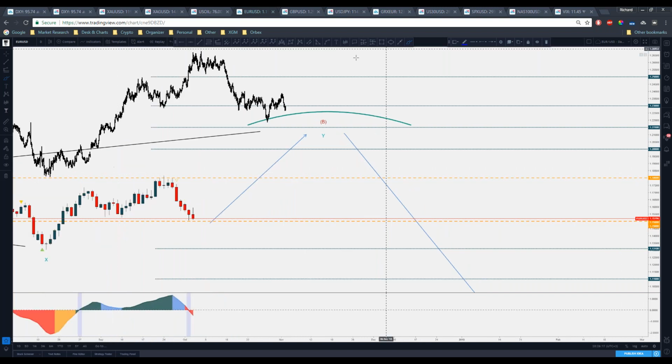Yeah, it's a complex structure right there. So I'm labeling it as an A, B, and then 1, 2, 1, and then 2. And this is a French elections gap right there.